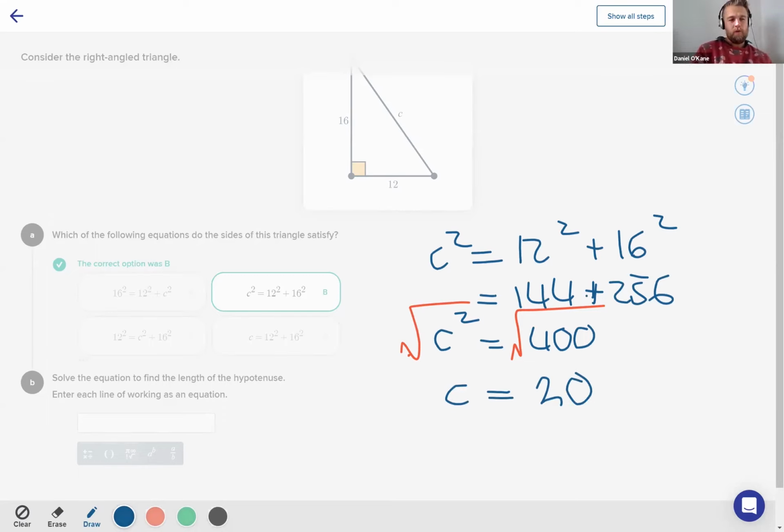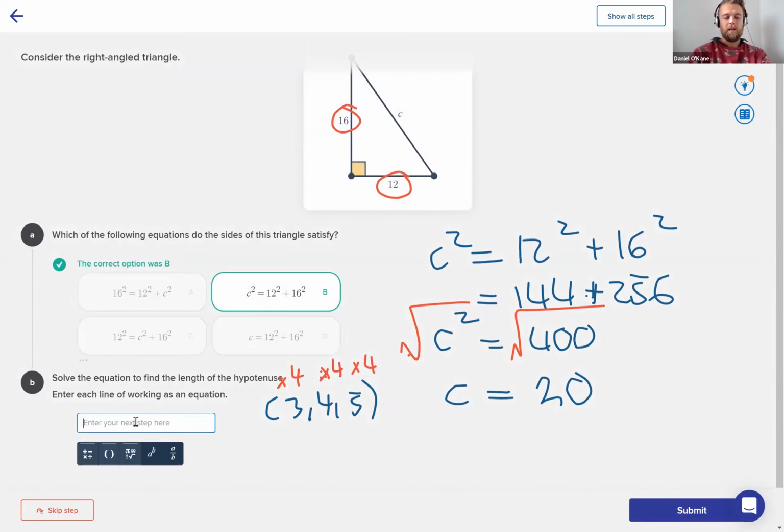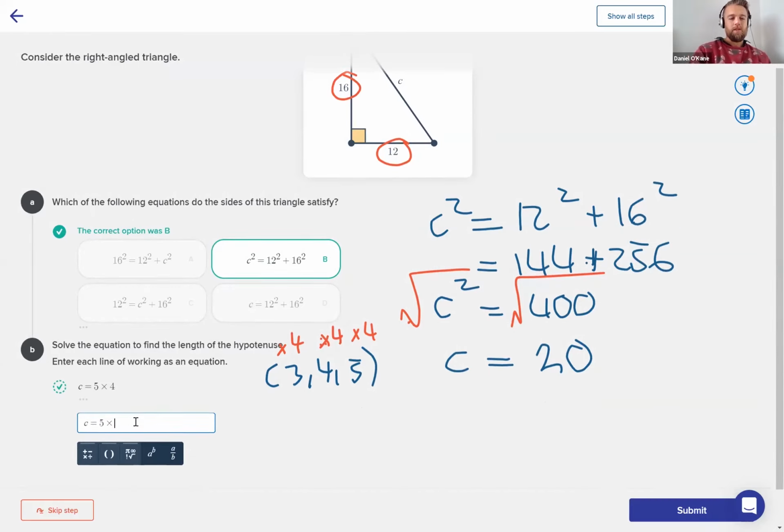And so, yes, a few people in the chat box are pointing out that this is a Pythagorean triple, or otherwise known as a Pythagorean triad, okay? So remember, basic 3, 4, and 5 is a Pythagorean triad, okay? And so 3 times 4 gives 12, 4 times 4 gives 16. So I can, from that triad, multiply both these numbers by 4. So then that 5, I can just multiply by 4. Okay, so you could write in your working, C just has to be 5 times 4. Okay, and so that will be 20.